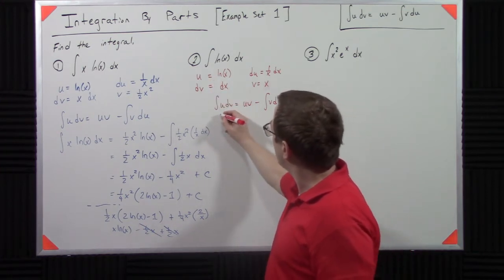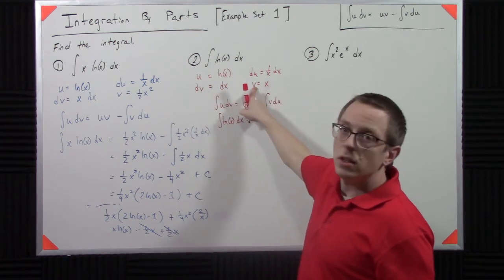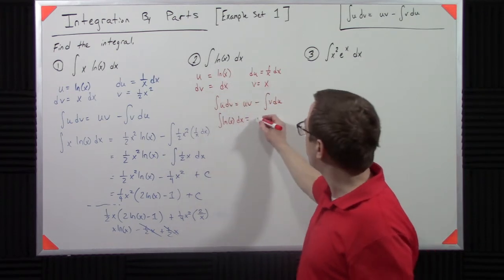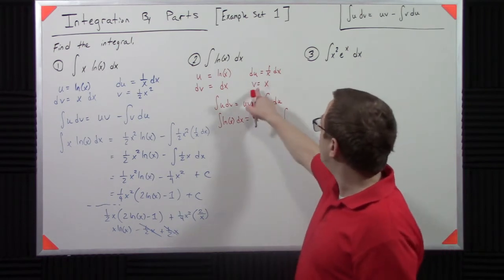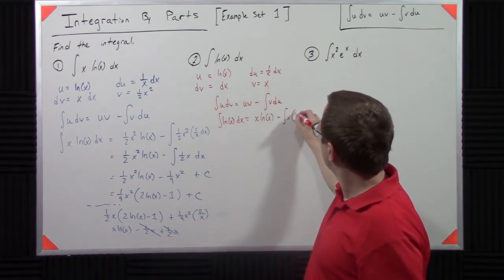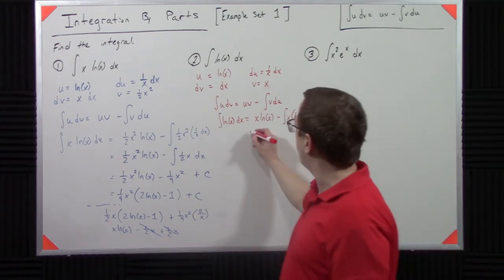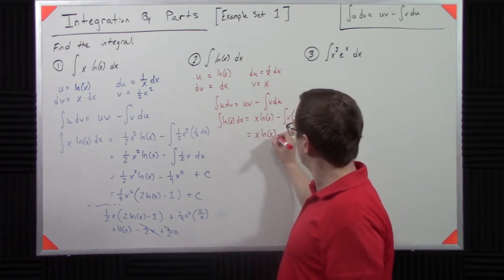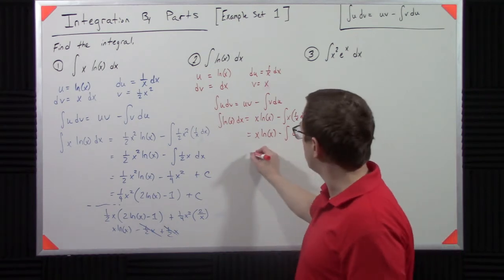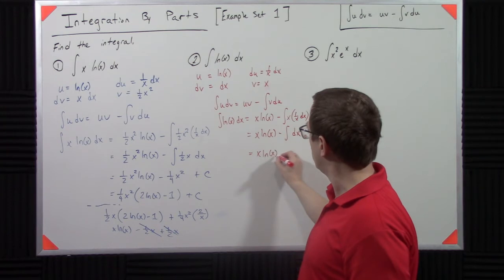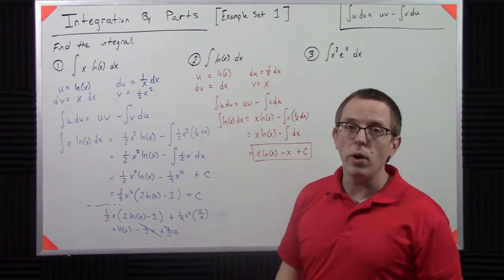U dv, so natural log of x dx equals uv, so natural log of x times x, so I'm going to write that as x natural log of x, minus the integral of v du, so that's x, 1 over x dx. So x times 1 over x just cancels to become 1. And again, the integral of dx is just x. So we have x natural log of x minus x plus c. That's typically the way you'll see that one written.